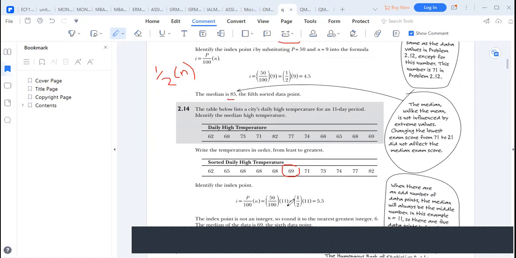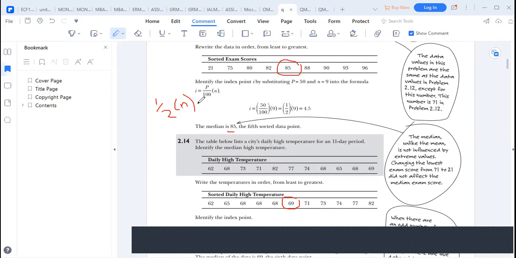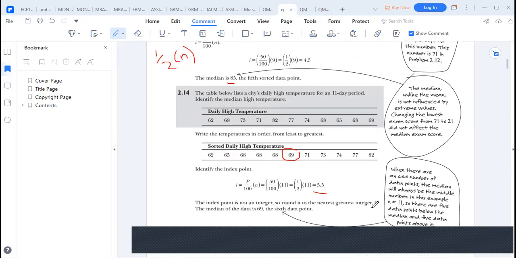Sorry, I'm a little bit behind. There were 11 scores, but why did you get 12? So I'm saying 11, half of 11 is 5.5. Oh, then 6. Okay. 5.5 gives us 6. So 6 is what we round up to from 5.5. So we get the sixth integer, and the sixth integer here is 69.